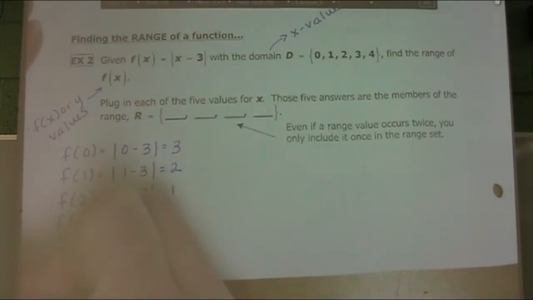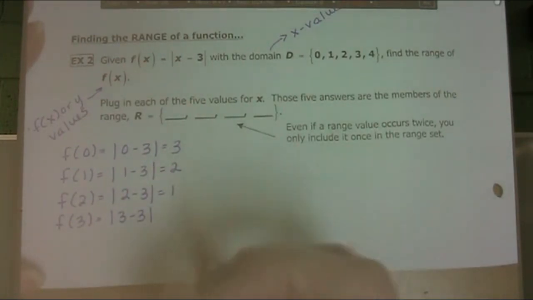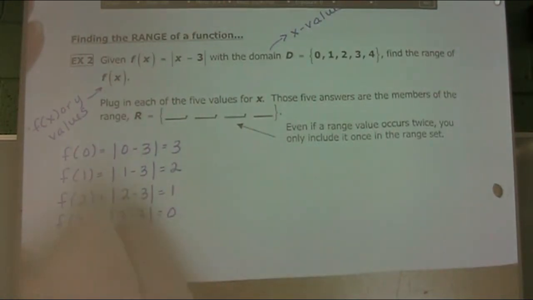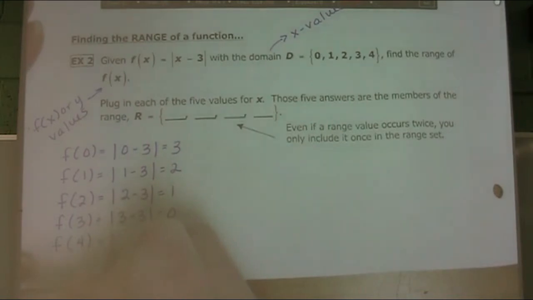F of 3 is the absolute value of 3 minus 3, which is the absolute value of 0, which is 0. And then we have f of 4, which is the absolute value of 4 minus 3, which is the absolute value of 1, and that is just 1.